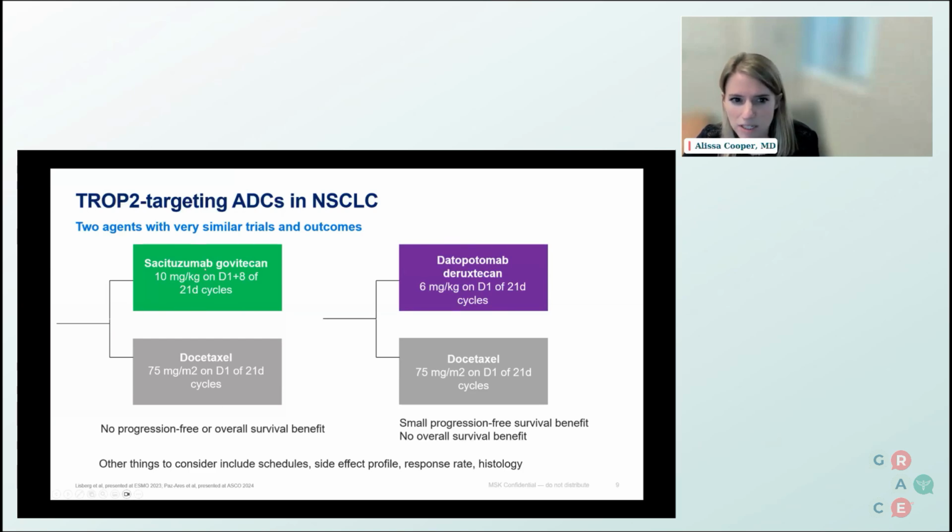In the sacituzumab govitecan trial, there was no progression-free or overall survival benefit. Progression-free meaning patients did not have more time until their cancer progressed, depending on the arm that they were on. And in the datopotamab deruxtecan trial, there was a progression-free survival benefit, meaning patients had more time until their cancer progressed, but it was only a little bit of time and no overall survival benefit.